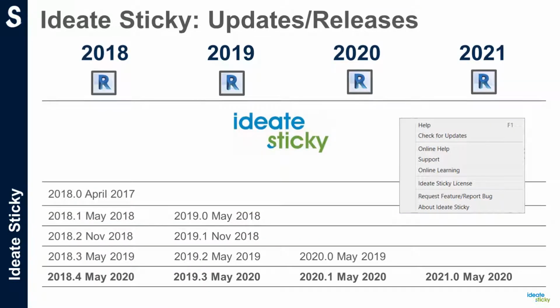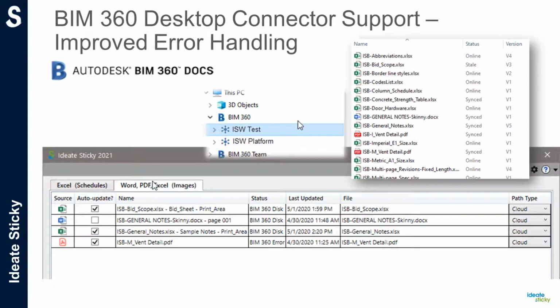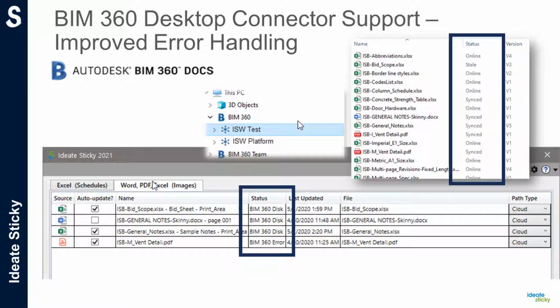This May 2020 release of Ideate Sticky impacts versions of Revit 2018 through 2021 as shown here, so remember to update your existing versions to access these improvements. An important modification that we've made in this release is to the status field within Ideate Sticky, which now includes BIM 360 disk and BIM 360 error statuses to reflect the various local state conditions shown through the desktop connector. You can learn more about this in our online help file.